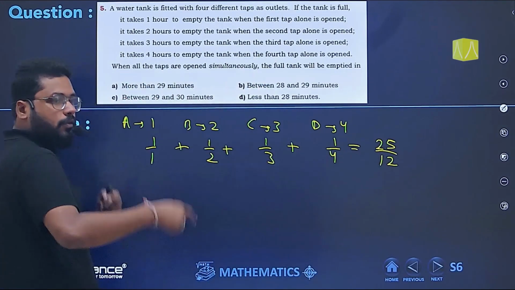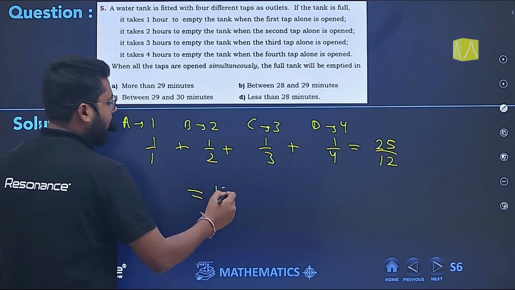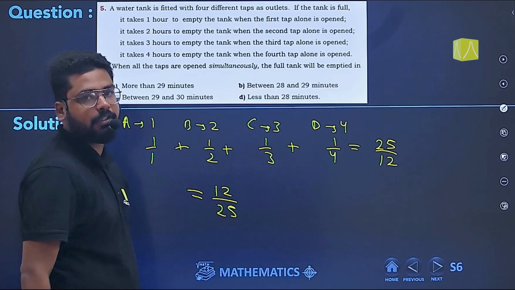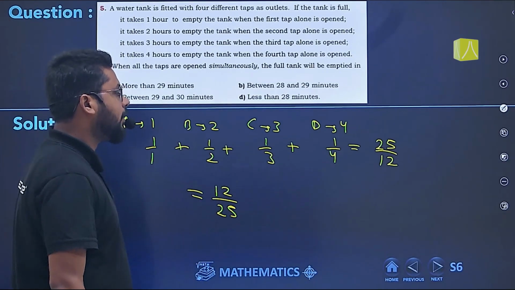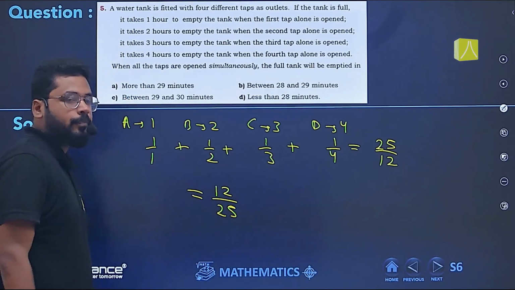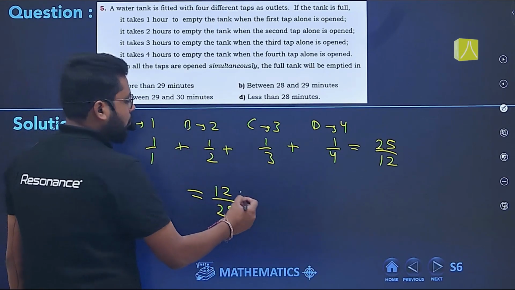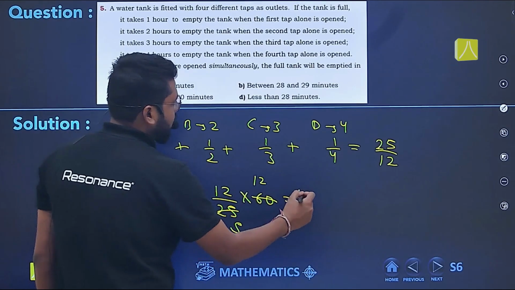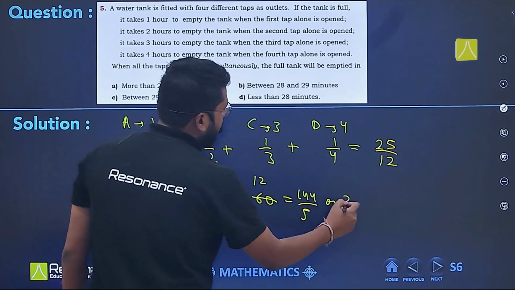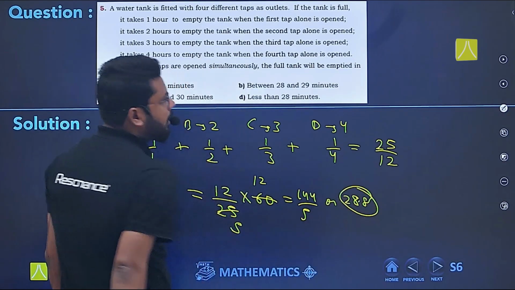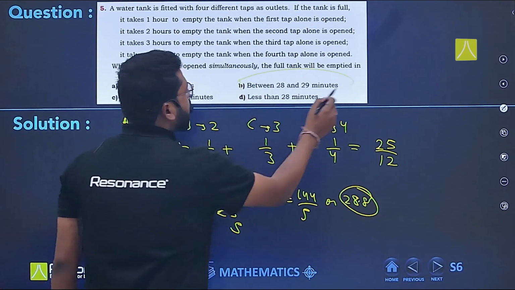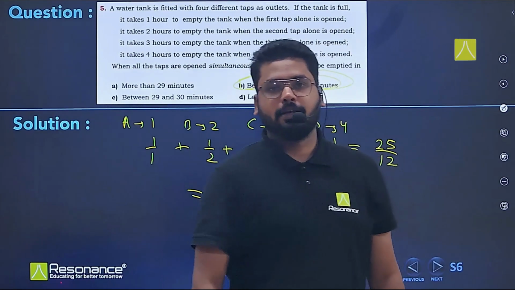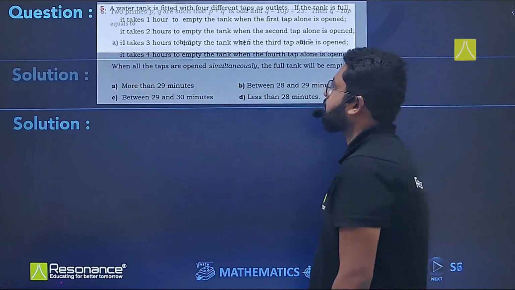So overall, we'll take reciprocal. So overall they will take 12 by 25 hours, because this is their 1 hour work. But our options are in minutes. So to convert to minutes, we'll multiply it by 60. So 5 into 12 is 60, so 144 by 5, or 28.8 minutes. And this number lies in option number B, between 28 and 29 minutes. So B option is correct.